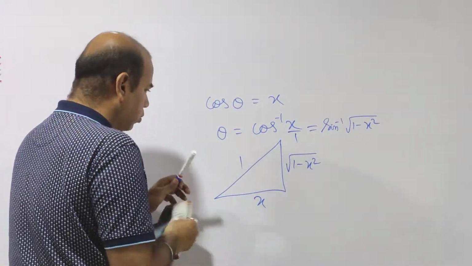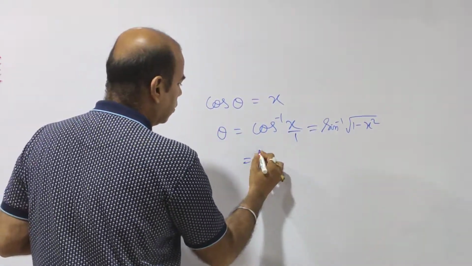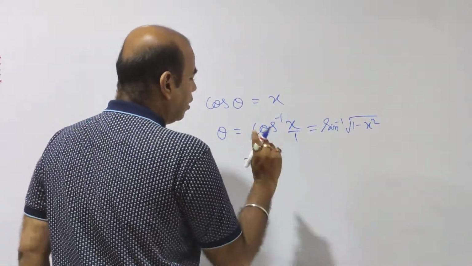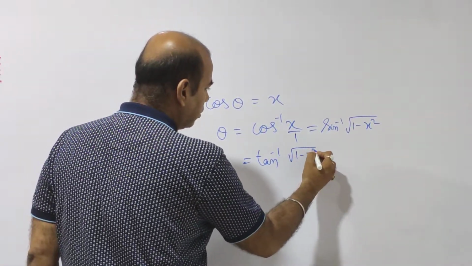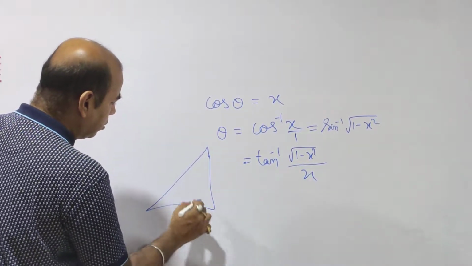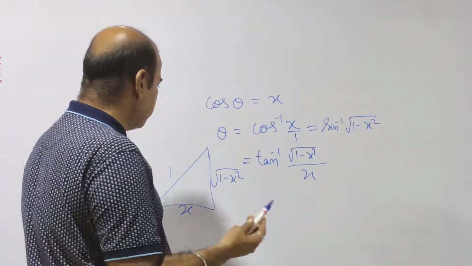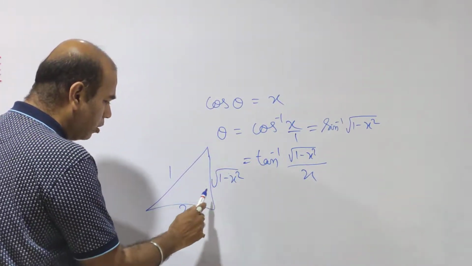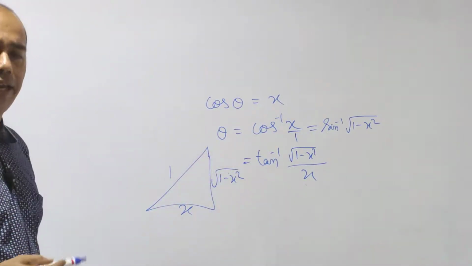And then I can also write it as tan inverse. Tan inverse is perpendicular by base. So root over 1 minus x square by x. What I did was draw the triangle: this is x, this is 1, this is root over 1 minus x square. So tan inverse is perpendicular by base, and I got root over 1 minus x square by x.